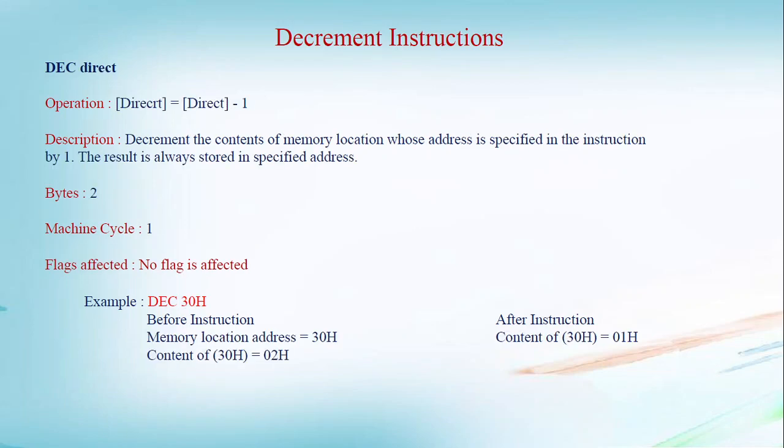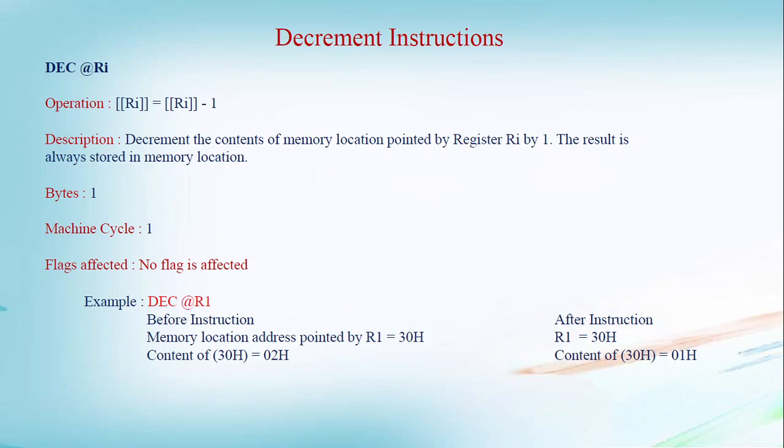Then DEC direct decrements the contents of the memory location whose address is specified in the instruction by 1. The result is always stored into the specified address. There is no flag affected. It requires 2 bytes and 1 machine cycle. As an example, DEC 30H, memory location address equals 30H, and the content of 30H, which is 03H, becomes 02H.